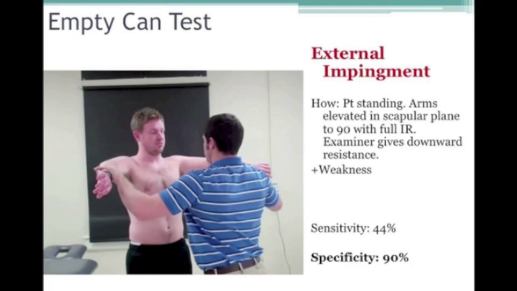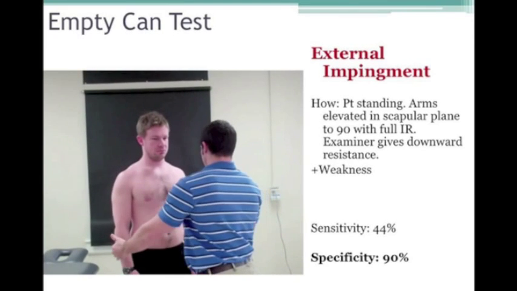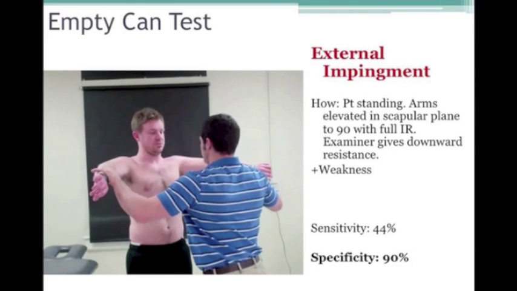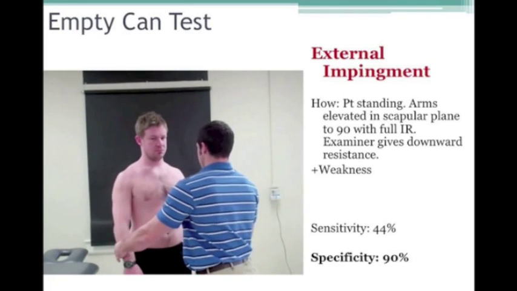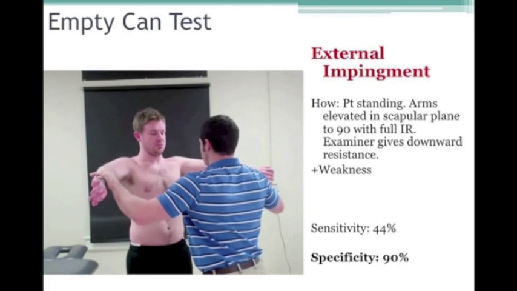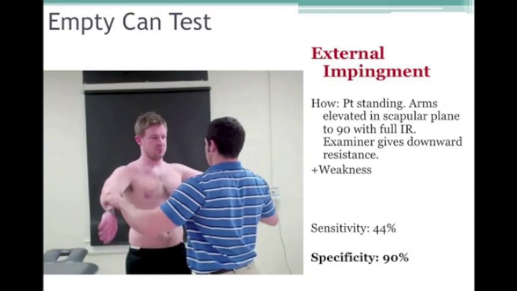The patient is standing, arms elevated in the scapular plane to 90 degrees with full internal rotation. The examiner gives a downward resistance, and we're looking for weakness on this one. So this is important. In this one, you're not looking for pain, you're looking for weakness. Pain can be around, but weakness is the positive test. And they've done some studies on this to show that pain is not a good predictor. It needs to be weakness.